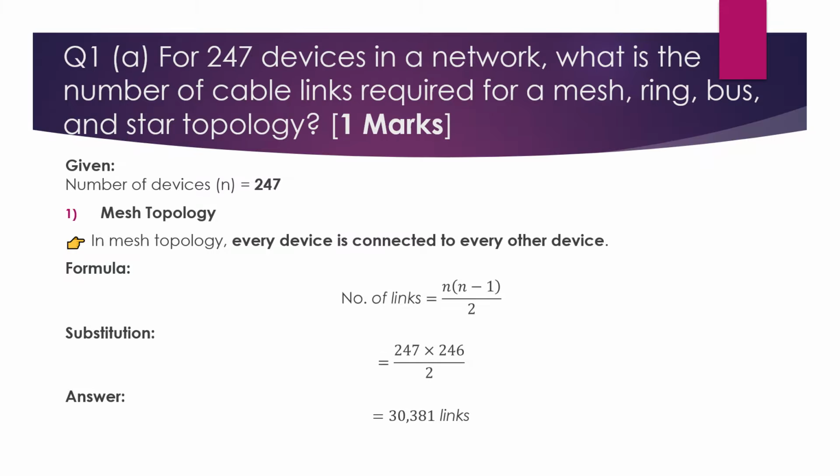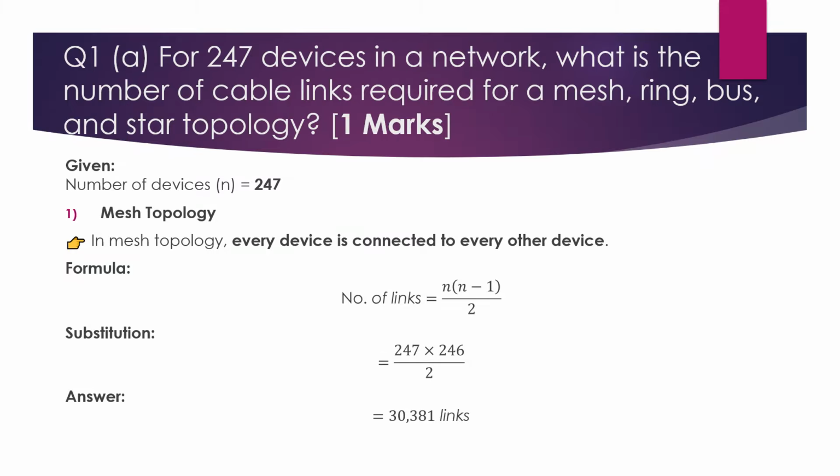Similarly, you will do this for the other topologies also. That's why I am telling you, please watch my previous video to understand the concept as well as the formula. It will be very easy for you to attempt similar questions from this concept. Next, ring topology. In ring topology, each device is connected to two neighboring devices forming a loop. What is the formula? Number of links is equal to n. So the answer is 247 links.